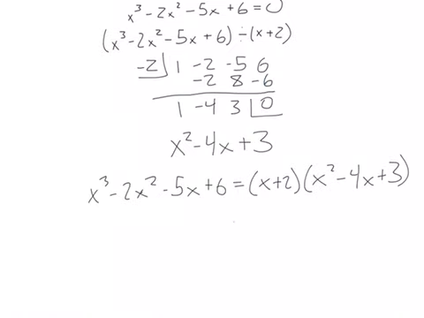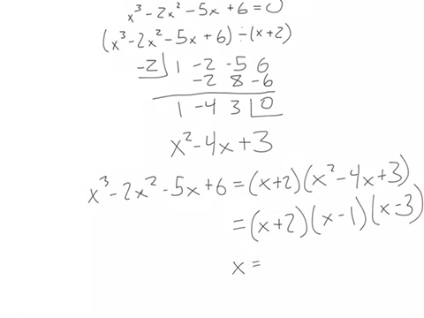So now if we really wanted to factor this all the way, if that was the goal of the problem, we would say that this is equal to x plus 2, and then this second part here is a basic sum and product factoring. We're looking for factors that multiply to positive 3 but add to a negative 4, and that's going to be x minus 1 and x minus 3. And now it's fully factored. If we're just looking for the solutions where it equals 0, it would be negative 2 for the x plus 2, positive 1 for the x minus 1, and positive 3 for the x minus 3.